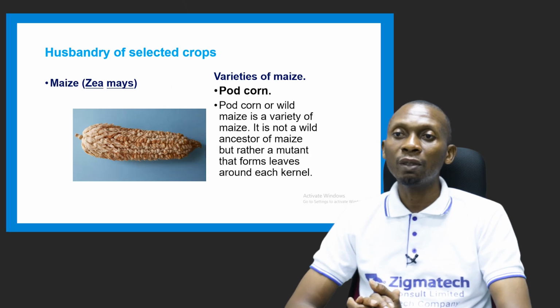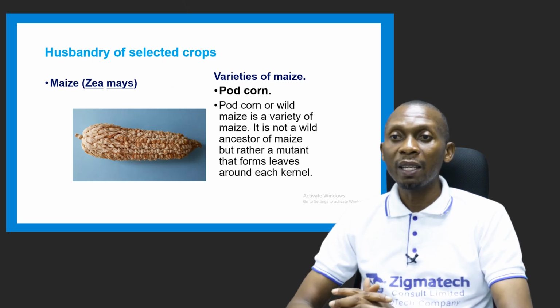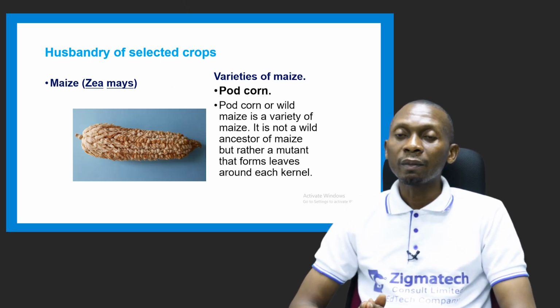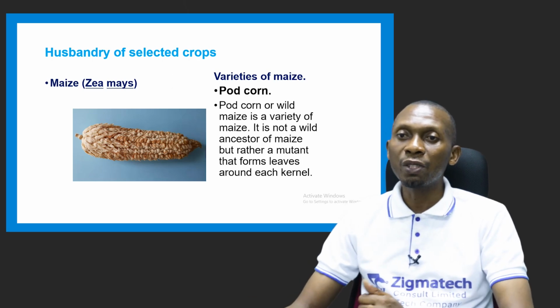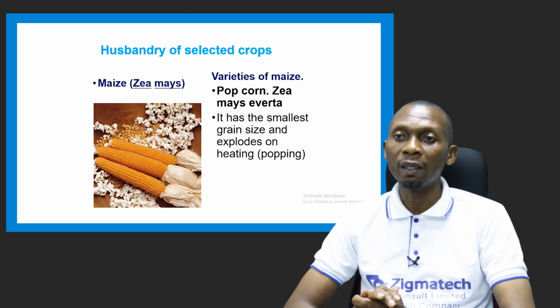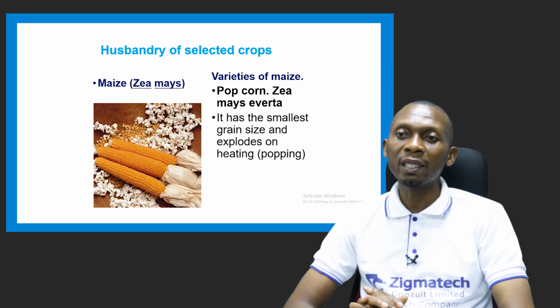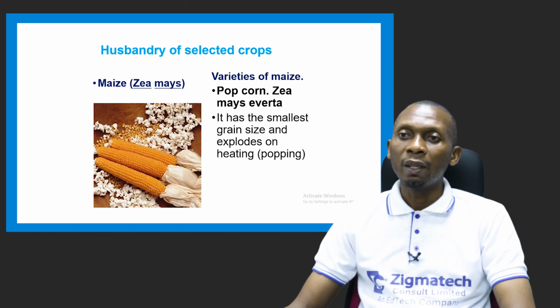We have pod corn, which is wild maize. It's a variety of maize. It is not a wild ancestor of maize, but rather a mutant. So it's a mutant that forms leaves around each kernel. So the picture helps us to know the differences between these varieties of maize. We have popcorn, which is maize everta. Now it has the smallest grain size and it explodes on heating, which is called popping.